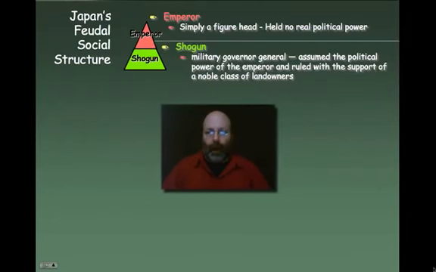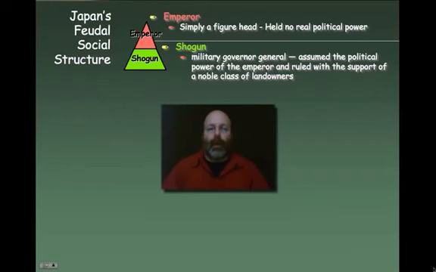Well, that's the next guy on the list. That's known as the shogun. Now, the shogun is a military governor general. He basically assumed the political power of the emperor, and he ruled with the support of a noble class of landowners. So the shogun, for us, is a lot like a king or an emperor. He's the guy who controls all the land. He's a general in this case. In this case, the shogun is the general that's beaten out all the other generals and taken power.